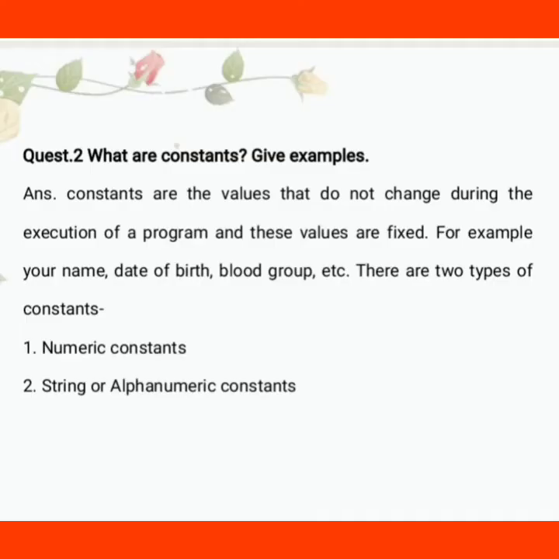Now question 2 is what are constants? Give examples. Constants are the values that do not change during the execution of a program, and these values are fixed. For example, your name, date of birth, blood group, etc. So these are the examples of constants which can't be changed. There are two types of constant. First is numeric constants and second is string or alphanumeric constants.